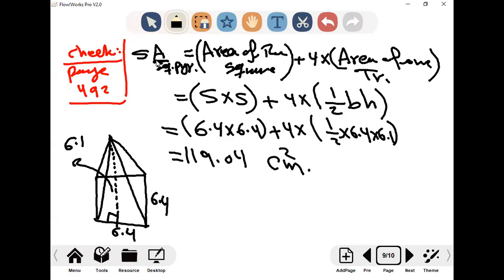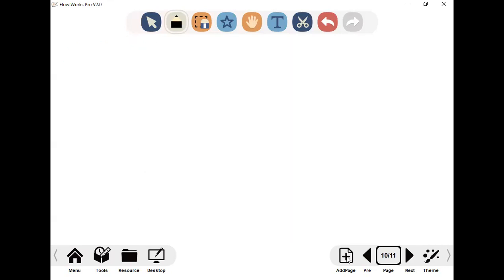This is the check, page 492. Notice that the example and the check have the same idea, square pyramid. But I'll give you an example if we have a rectangular pyramid. Extra example for you, okay? Yeah, extra example.